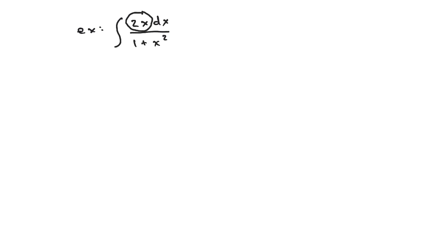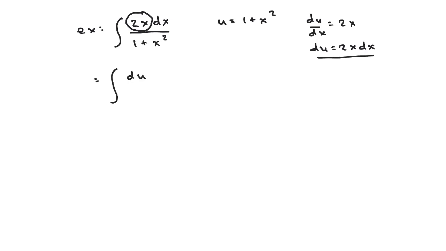So what we're going to do is say that u is equal to 1 plus x squared. Then if I take du dx, that's equal to 2x, and so du equals 2x dx. If I do this, the integral of 2x dx becomes du, because I solved for it over here, and this is divided by 1 plus x squared, which we're saying is u. So we have something like u to the negative 1, or 1 over u.